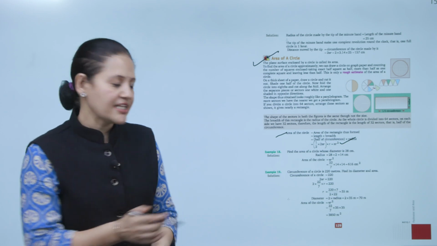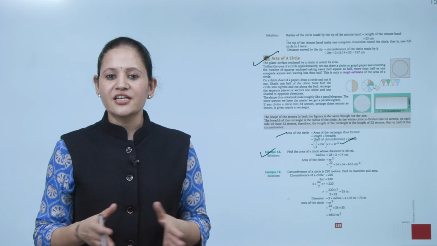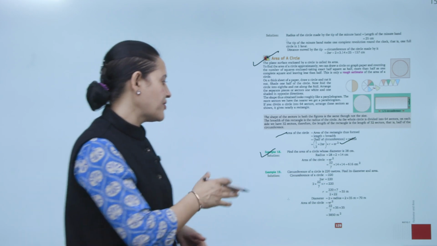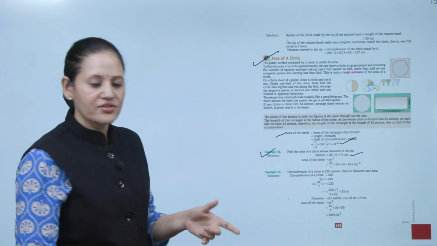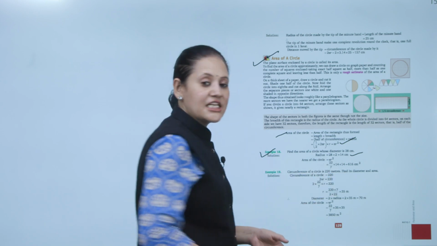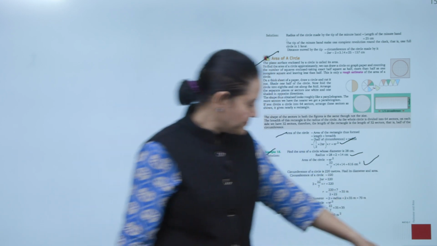Next, again we'll take an example here. Find the area of the circle whose diameter is 28 centimeter. Radius क्या हो जाएगी 28 divided by 2, that is 14 centimeter. Area of circle pi r square. So put the respective pi 22/7 into 14 into 14, that is 616 centimeter square. Clear?